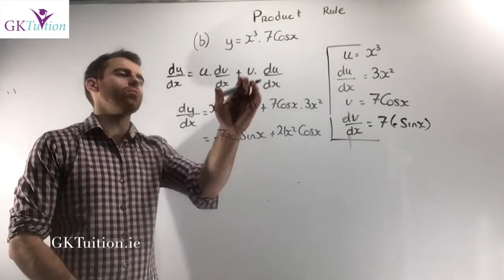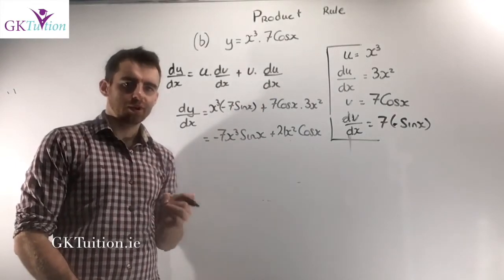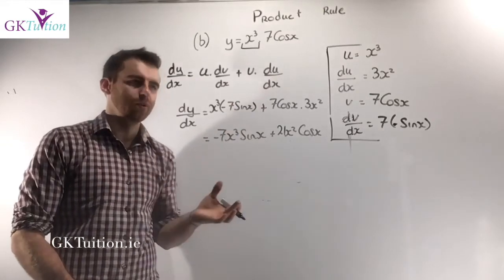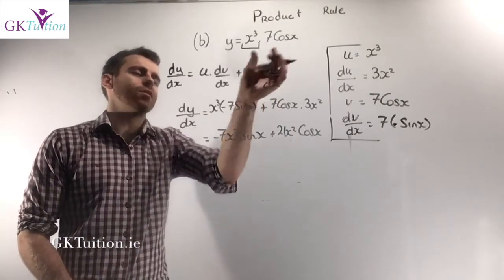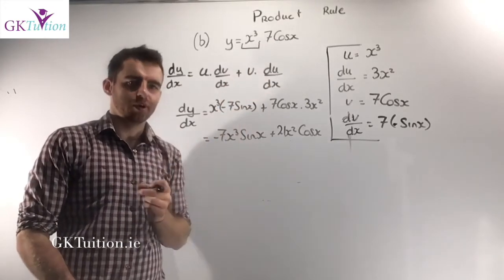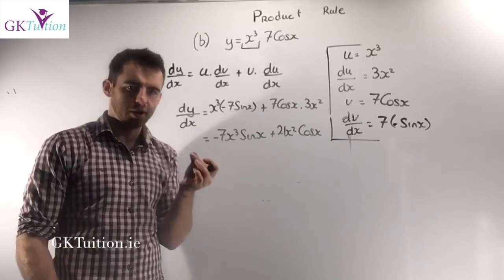Okay, the second one was x cubed multiplied by 7 cos x. There's a rule in the log tables that allows me to differentiate algebra. It's the first rule. There's also a rule that allows me to differentiate cos x. I've got one of the rules and I'm multiplying it by another one. Algebra by trig. 2 separate rules means I have to use the product rule.